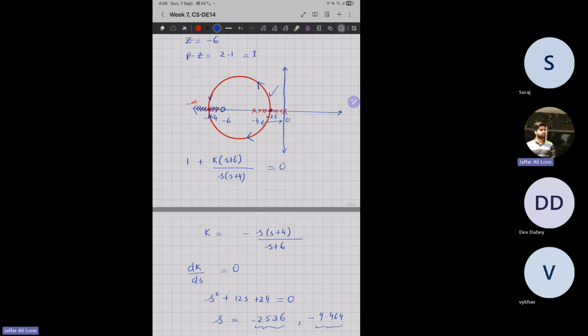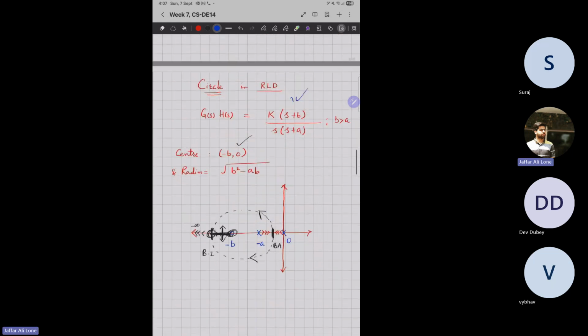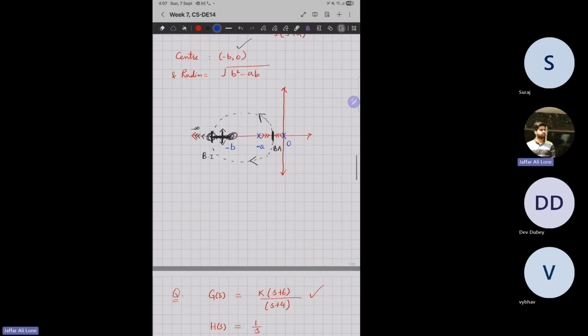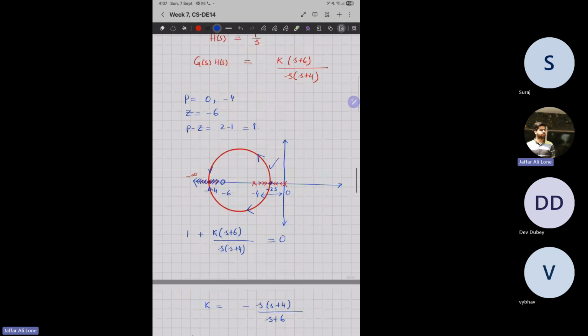And the midpoint will be the distance divided by 2, right? And eventually, if we see, it is directly in this form. So we can directly write my center is minus b comma 0. b is 6, so my center is minus 6 comma 0. And the radius is the square root of b squared minus ab. But you can see from here, this is your breakaway point and this is the break-in point.